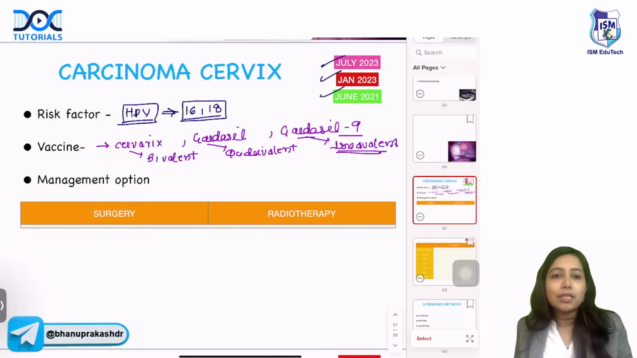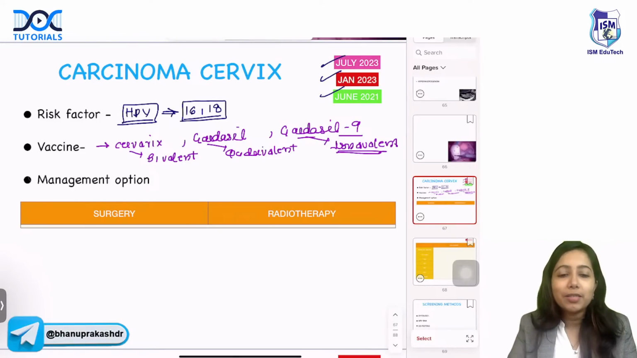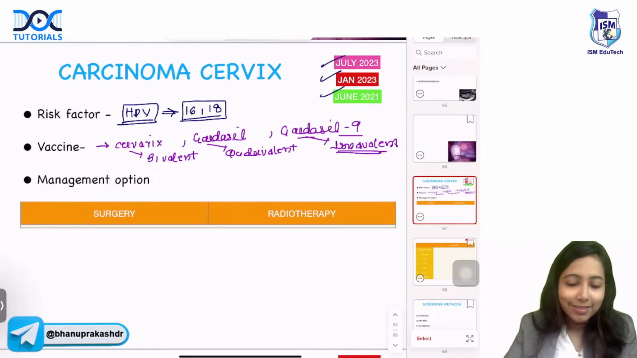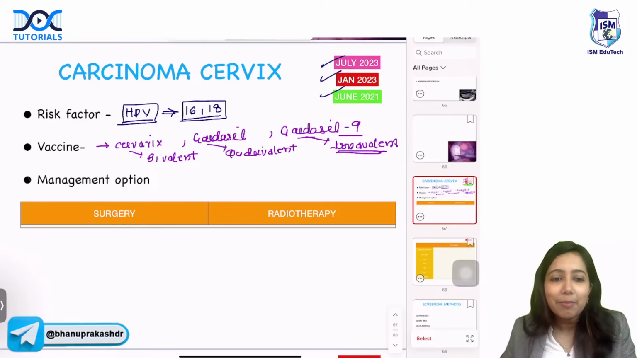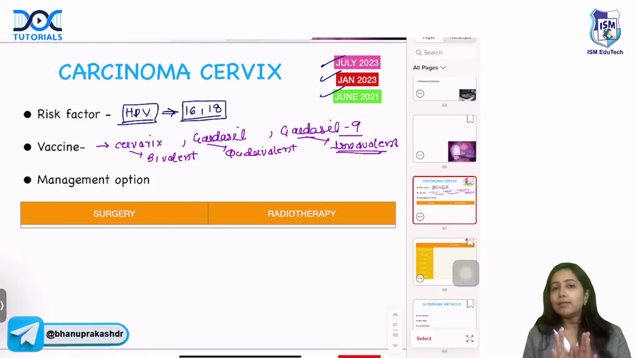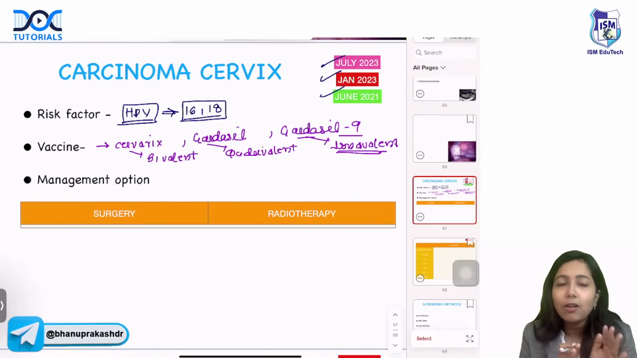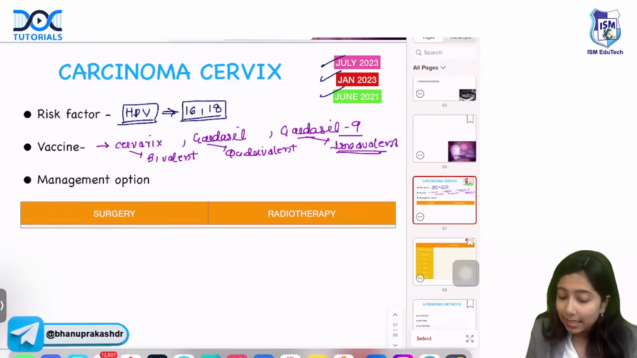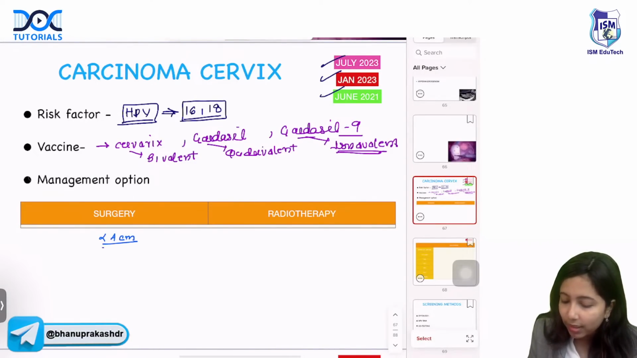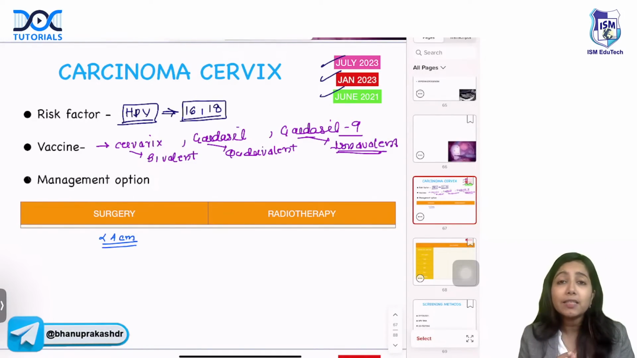So now let's discuss briefly the management of carcinoma cervix. Are you all with me? Yes, management options. It's very simple. For the management of carcinoma cervix, you have just two options: surgery and radiotherapy. The main principle is that I will go for surgery only if the size of the lesion is less than 4 centimeter. If the size is beyond 4 centimeter, I will only go for radiotherapy.